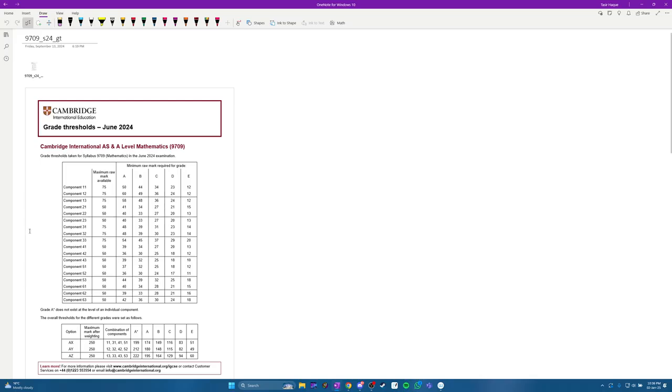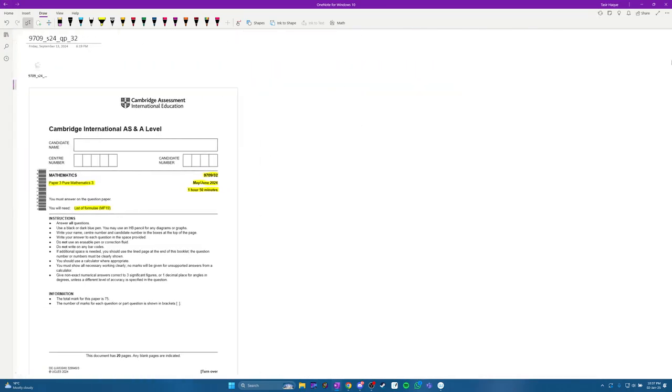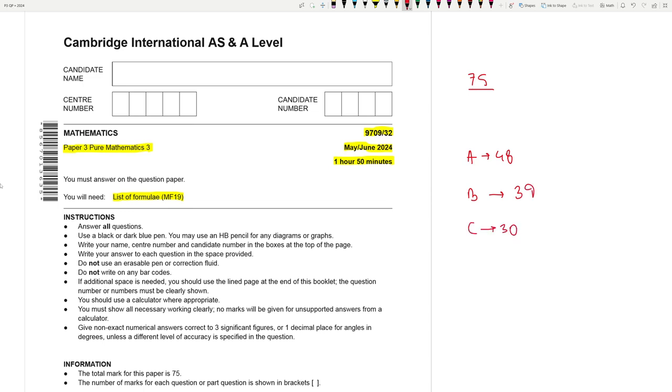So let's take a look at the threshold. This is component 3-2. For component 3-2, out of 75, A is at 48, B is at 39, C is at 30, D is at 23, E is at 14. Okay, so that's that.